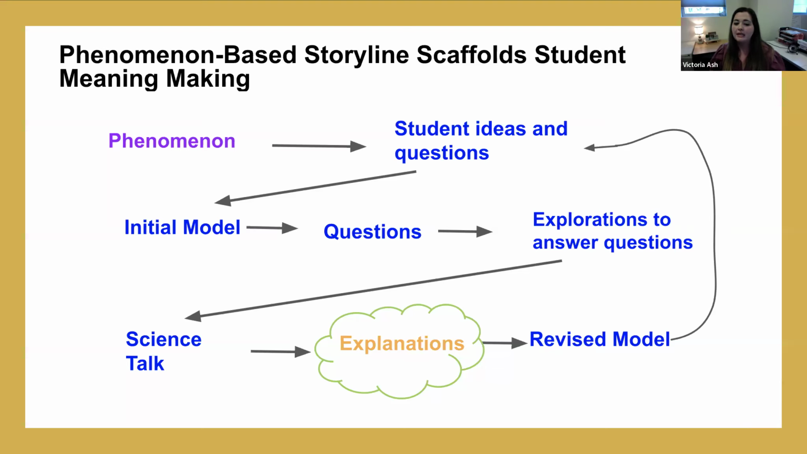That's going to lead next to the explanations, where we put together everything that we've learned to help explain the questions that the students have already asked. And then we're going to revise our model. So we've made the initial model of what we thought, and now that we've learned information, we're going to revise that model with that information. And then we go back to asking more questions or looking at other questions we haven't covered yet.